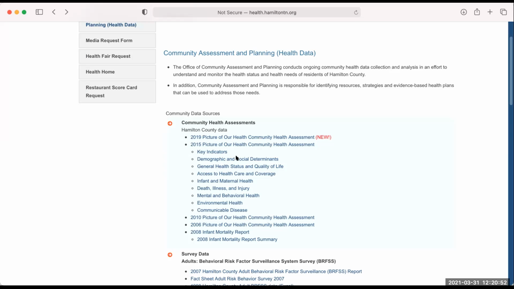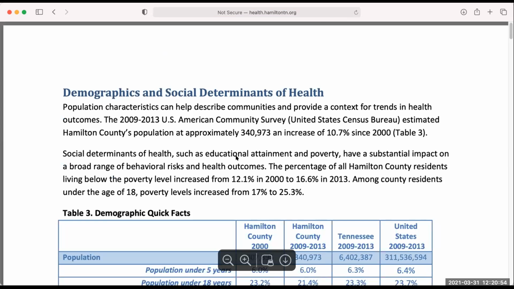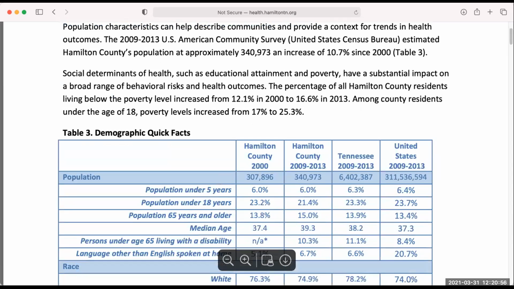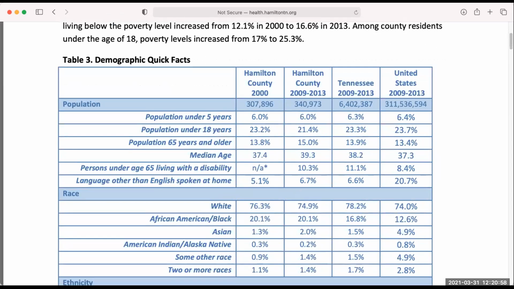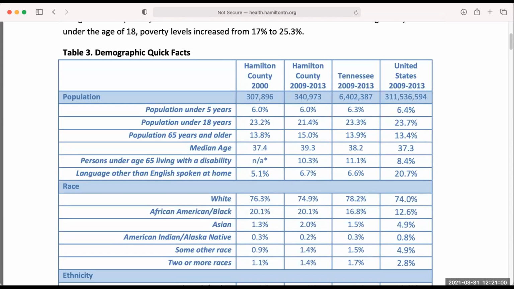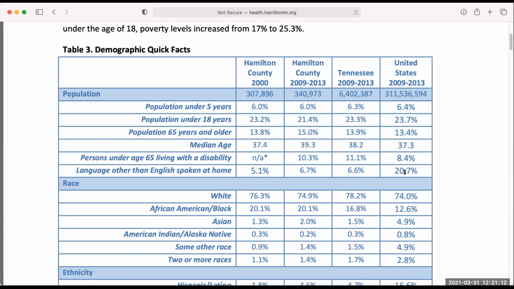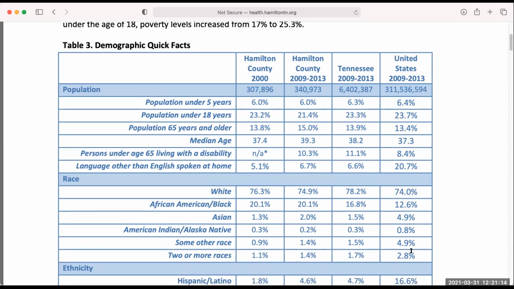And say if we went to demographic and social determinants, so now we're looking at things like how is the population banding in different ways? How does this compare to the county 13 years ago from the snapshot they're using here? How does that compare to the state as a whole, the country as a whole? So let's just go ahead and look at the diversity of this county measured a couple different ways.